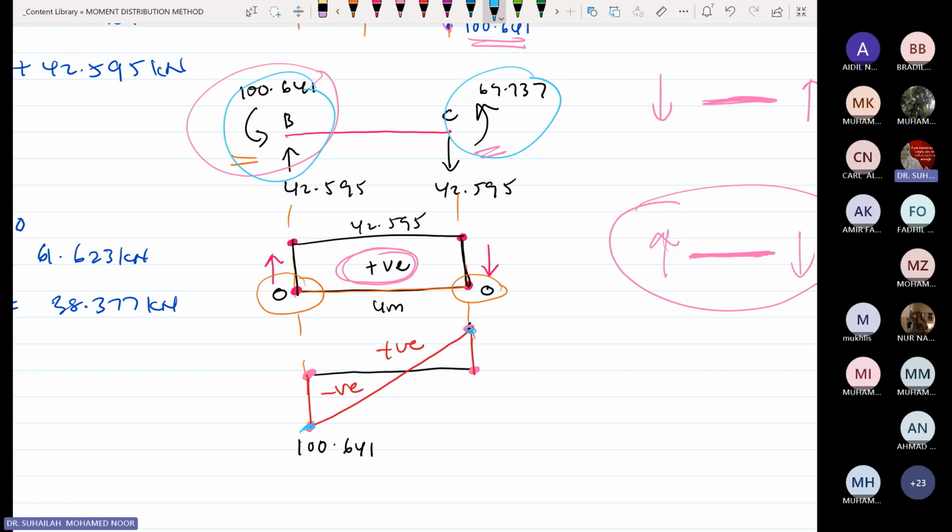Okay. Kalau tak ada shear diagram pun still we should get the bending moment diagram. Ni lagi confirm lah. Okay. So we get like this for bending moment diagram. Okay. Ni shear force diagram. Ni bending moment diagram.